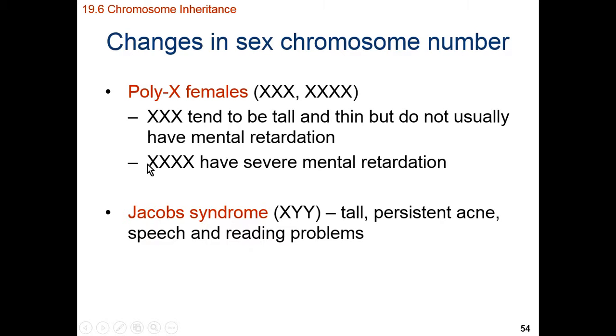Individuals that have 4 copies of the X chromosome, generally speaking, are going to suffer from very severe mental retardation and are going to have significantly shortened lifespans. There's also Jacob's syndrome, having an extra copy of the Y chromosome. These individuals, generally speaking, will be very tall, have a lot of acne associated with hormonal imbalances in their body, and then finally have cognitive problems related to both speech and reading.